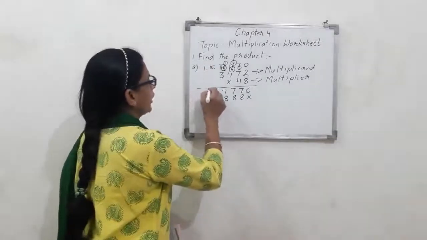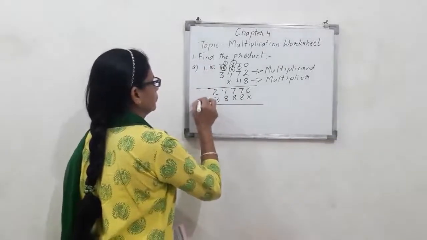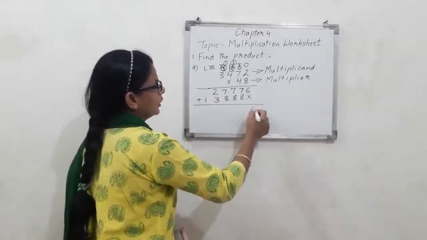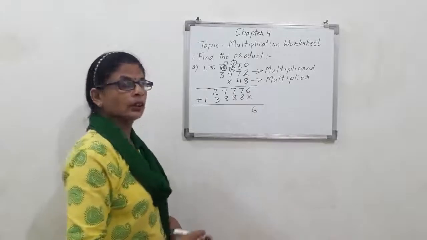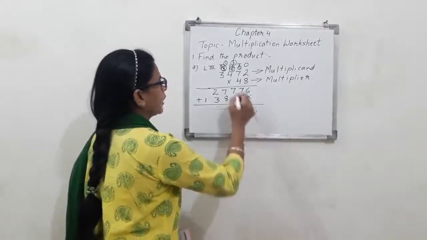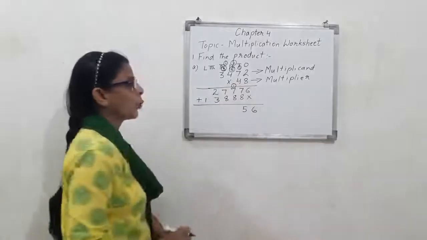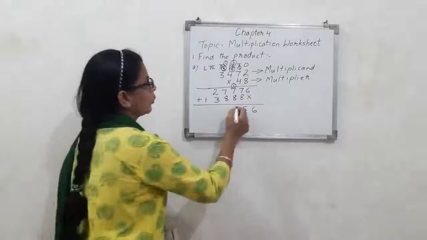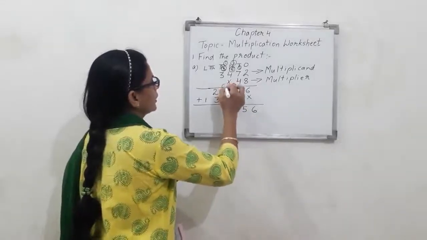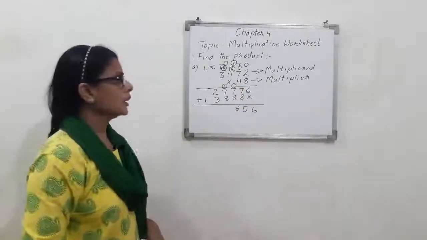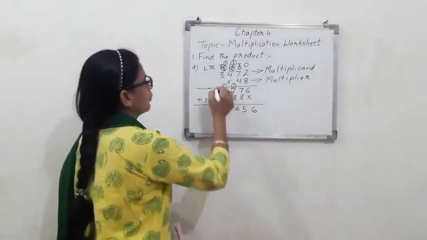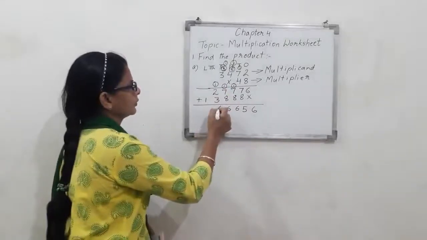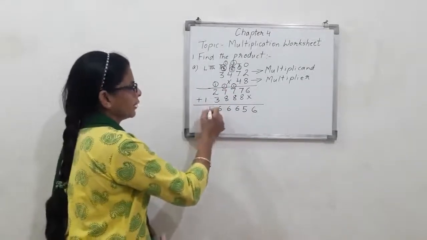Now we have to add them. Right? 6 plus 0 or cross is 6 only. 7 plus 8, 15. 5, 1 will be carried on the hundred place. 7 and 1, 8. 8 and 8, 16. 6, 1 will be carried on the thousand place. 8, 8 and 8, 16. 6, 1 will be carried on the 10,000 place. 3 plus 3, 6. And 1 on the lakh place.